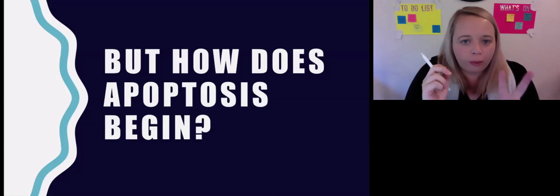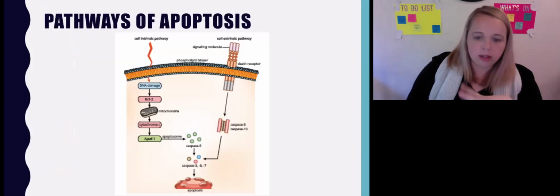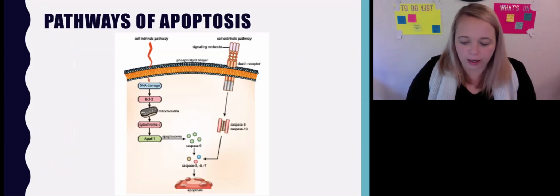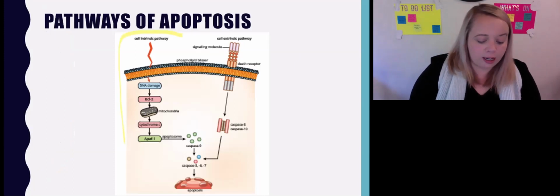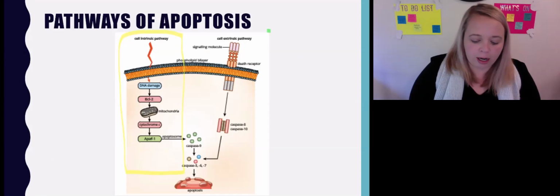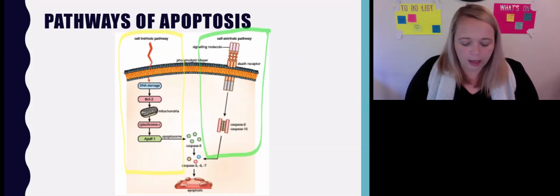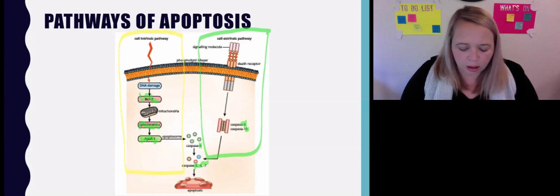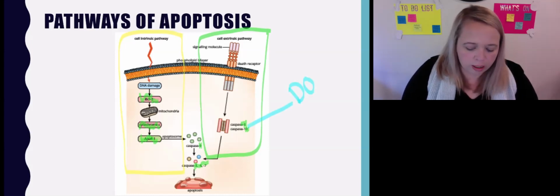So there are two pathways that we need to know with apoptosis, and this is the diagram that's in your notes on page 8. One pathway is the pathway on the left here, that is the intrinsic pathway, and the other pathway is the pathway on the right here, and that is the extrinsic pathway. All of these names like cytochrome C, APAF1, BCL2, the numbers on the caspases, you don't need to know the numbers and the names.